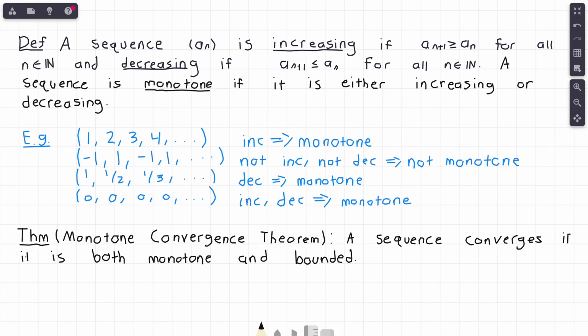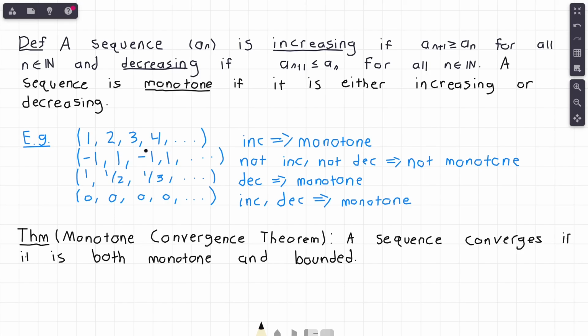Now, a good question to ask is, does a monotone sequence necessarily converge? And the answer is no, because this sequence right here, 1, 2, 3, 4, is monotone, but it does not converge. However, we can add one extra condition, and that brings us to the monotone convergence theorem, which says that a sequence converges if it is both monotone and bounded.